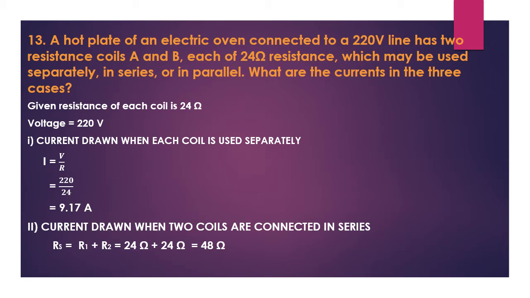So first case, the current that is drawn when each coil is used separately. So when each coil is used separately, the resistance is 24 for each coil and the voltage is 220. So I is equal to V by R. So we get the answer as 9.17 ampere. Now current drawn when the coils are connected in series. So there first we have to find out the combined resistance, that is 24 plus 24. Since they are in series, we get the effective resistance as 48 ohm.